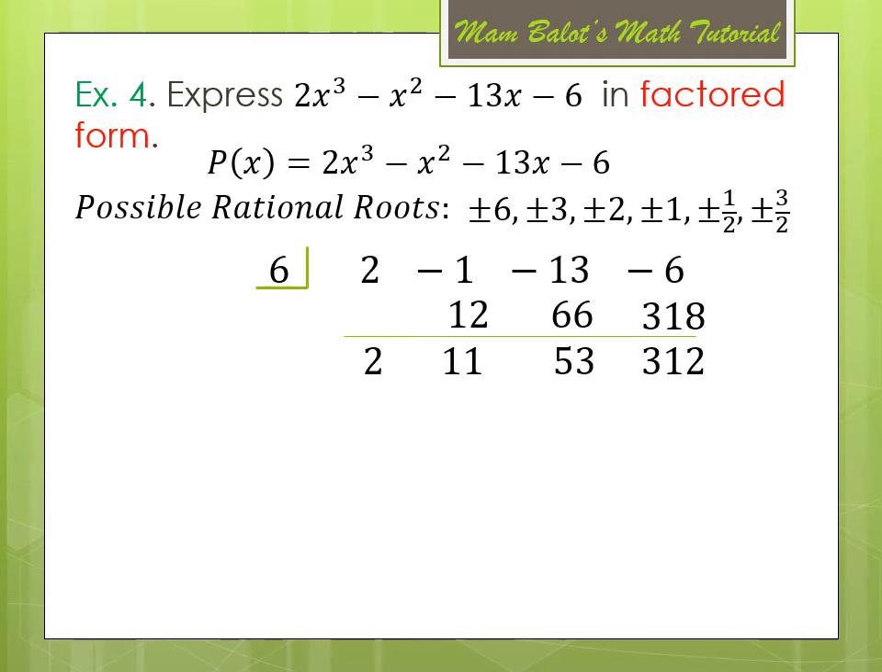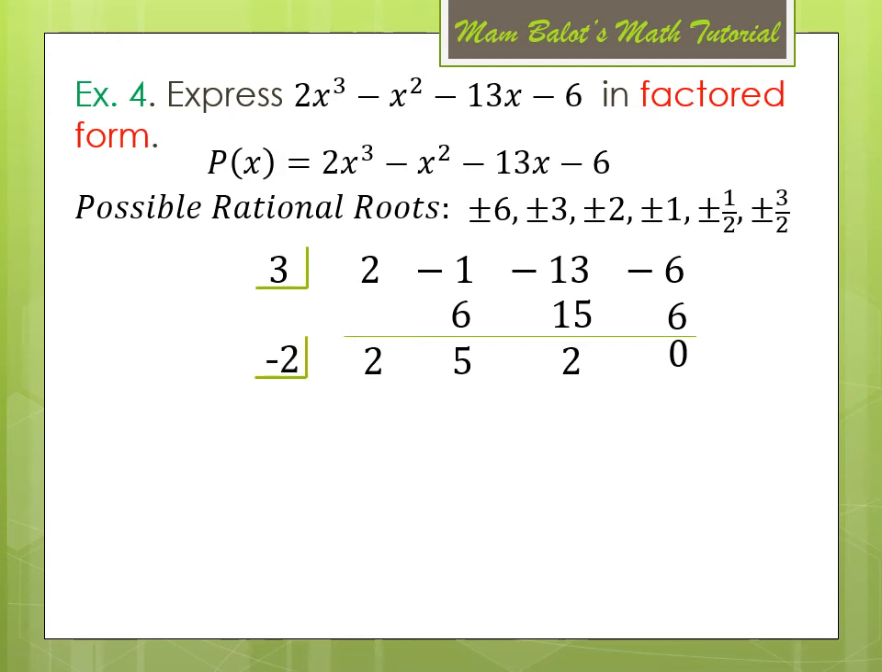Let's try 3. We bring down 2 times 3, we got 6, plus negative 1, you have 5. 5 times 3 is 15. Negative 13 plus 15 is 2. Then 2 times 3 is 6. And negative 6 plus 6 is 0. There, we got 0, so therefore 3 is a root of this polynomial. So we'll try another one.